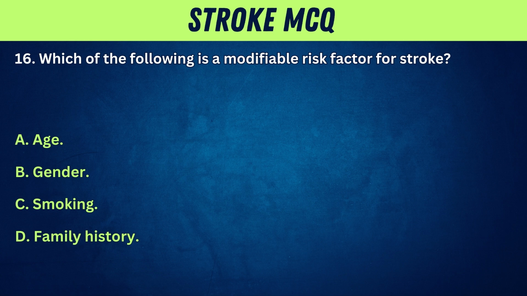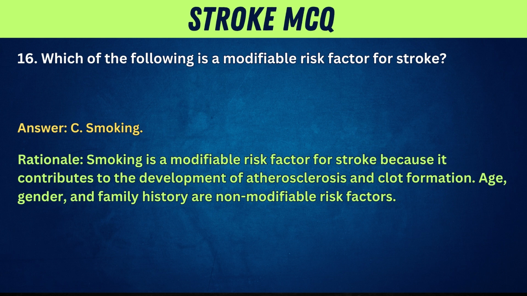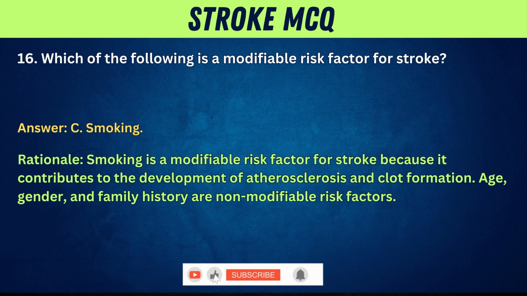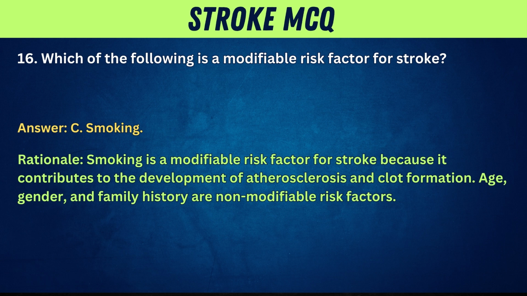16. Which of the following is a modifiable risk factor for stroke? A. Age. B. Gender. C. Smoking. D. Family history. Answer: C. Smoking. Rationale: smoking is a modifiable risk factor for stroke because it contributes to the development of atherosclerosis and clot formation. Age, gender, and family history are non-modifiable risk factors.